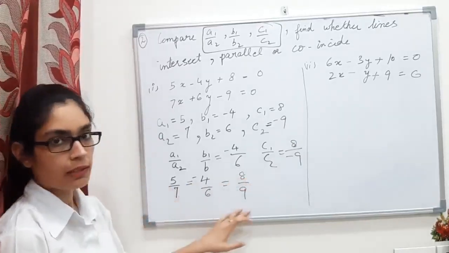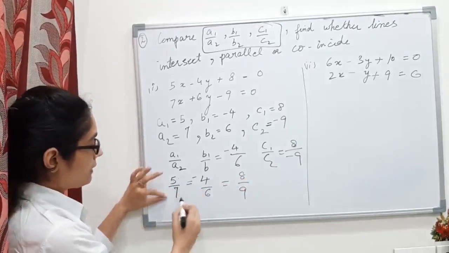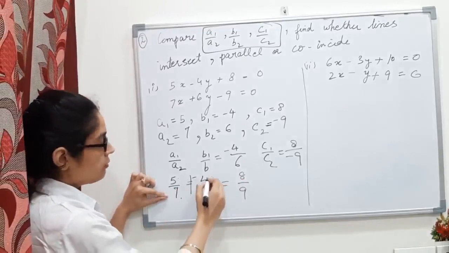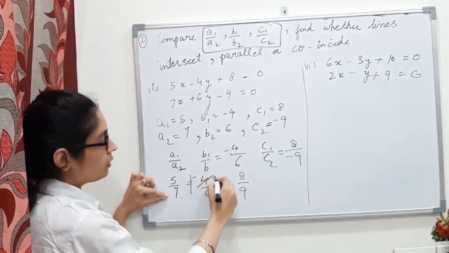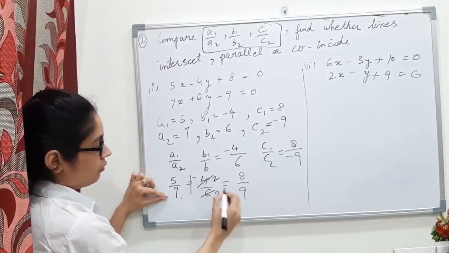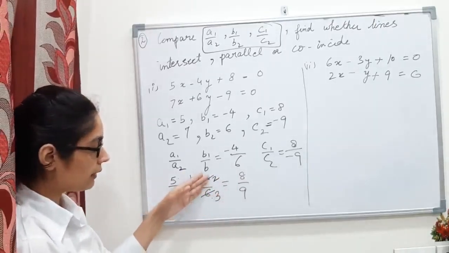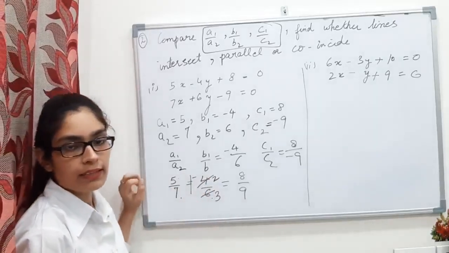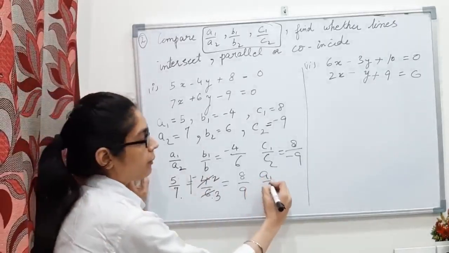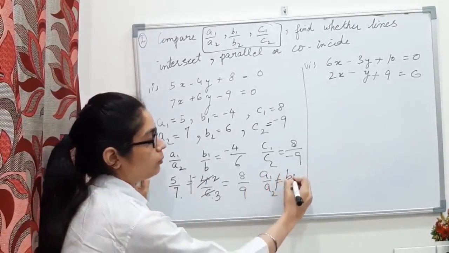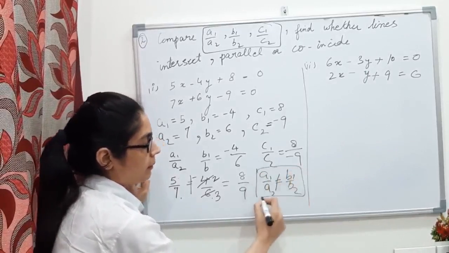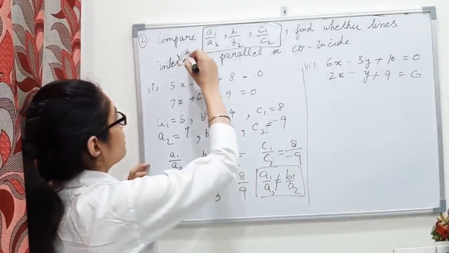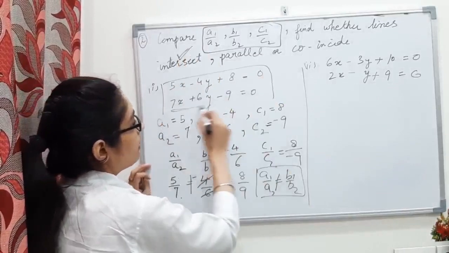So I have written all the values and you can see 5 by 7 is not equal to minus 4 by 6, because if I reduce it further, 2 into 2 is 2 and 3 into 2 is 6. On further reducing I get minus 2 by 3, which is not equal to 5 by 7. So we learned one case at the start: when A1 by A2 is not equal to B1 by B2, the given equations will intersect each other at a point. So we can say that these two equations will intersect.